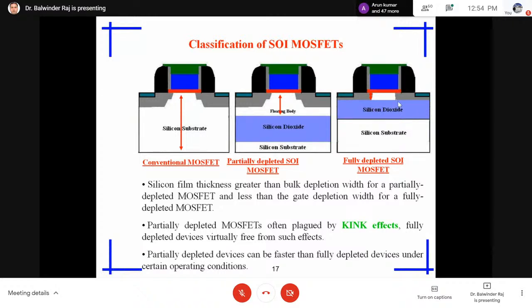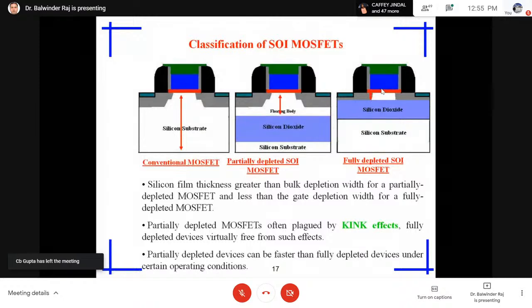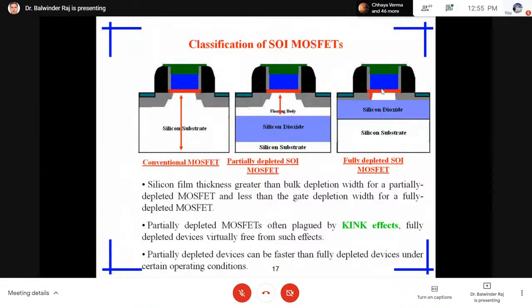Fully depleted SOI is better in terms of leakage current, because here the silicon dioxide is present, and this device becomes more compact as compared to partially depleted. So if we have to go for high density, we go for fully depleted SOIs. If we have to go for high speed, we go for devices free from the kink effect.